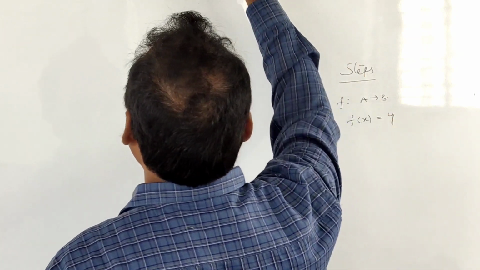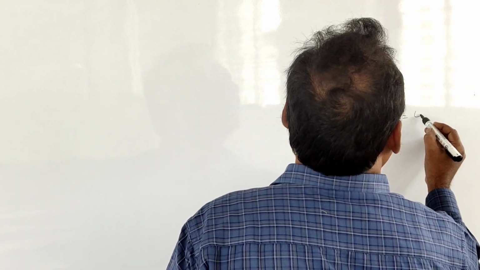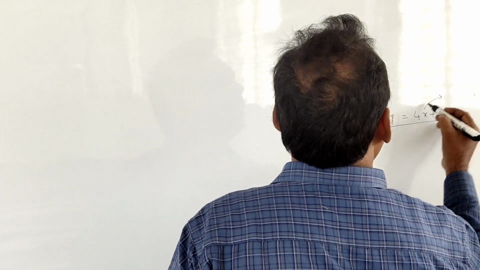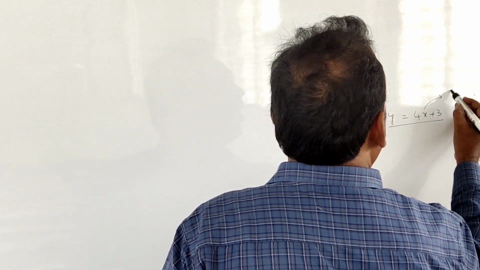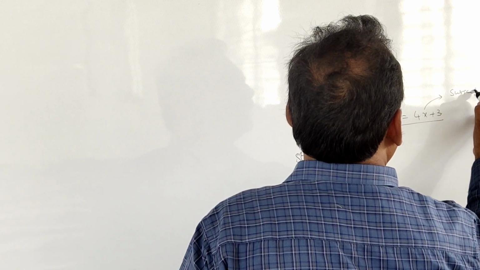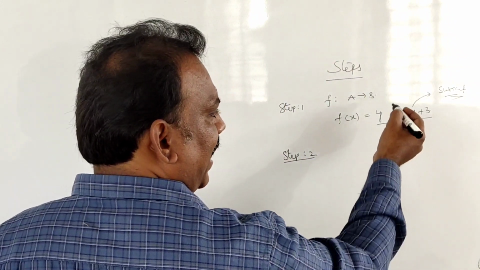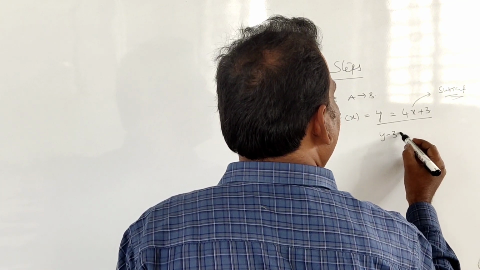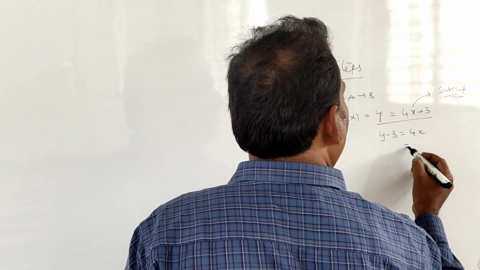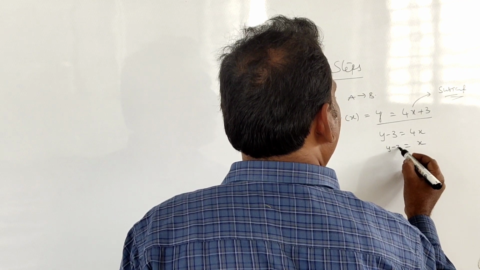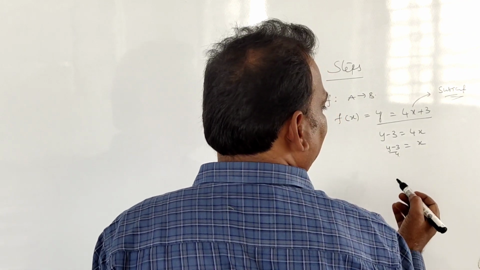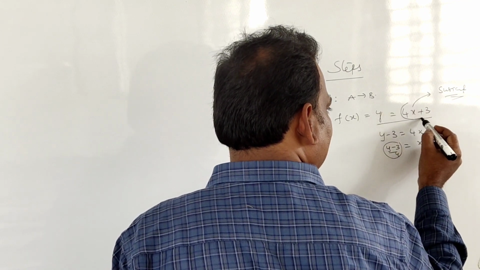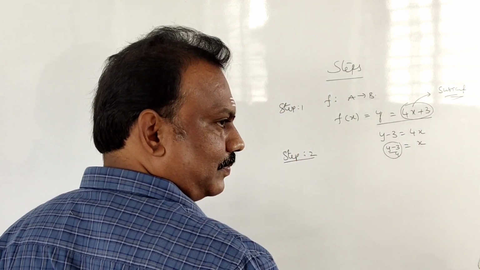For example, the given problem is f of x equal to 4x plus 3. In this problem, you have to make y the subject, that is, you have to make x the subject. If you make x the subject, what will you get here? Y minus 3 is equal to 4x, and x is equal to y minus 3 by 4. Now, the function is in terms of y. The given function is in terms of x.